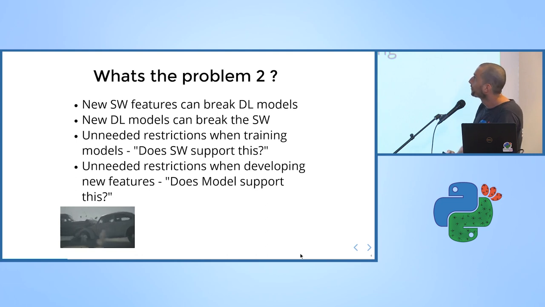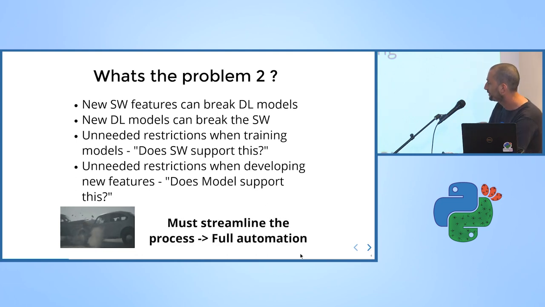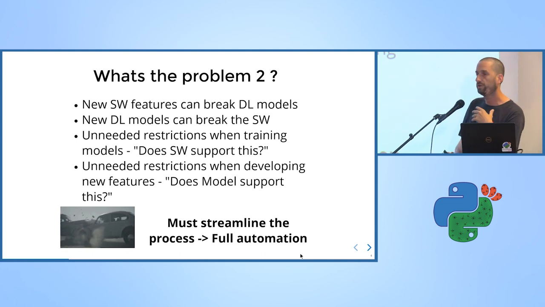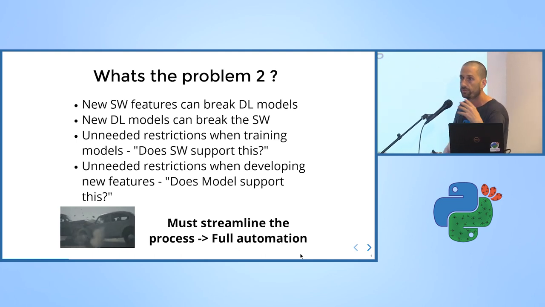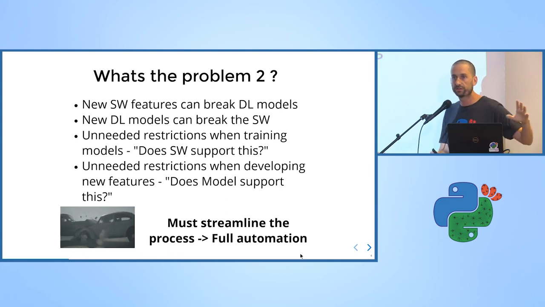The bottom line is that as we know that we need to do both in parallel, we came to the conclusion that we must streamline the process and do full automation. Full automation means as little human intervention as possible, so that the researcher on one end can train his model, and on the other end, developers can develop new features.